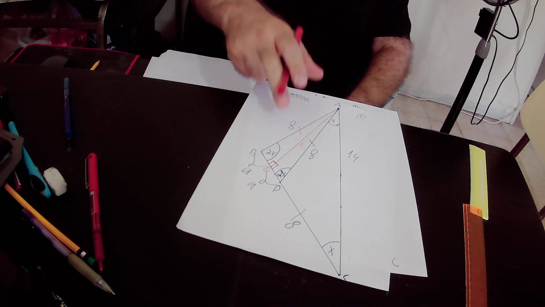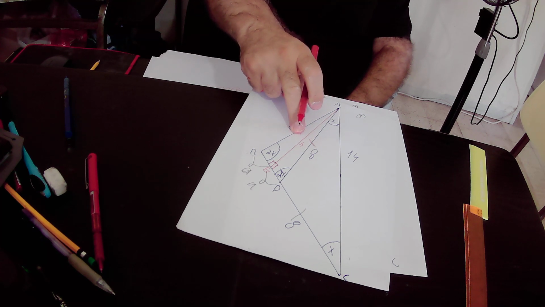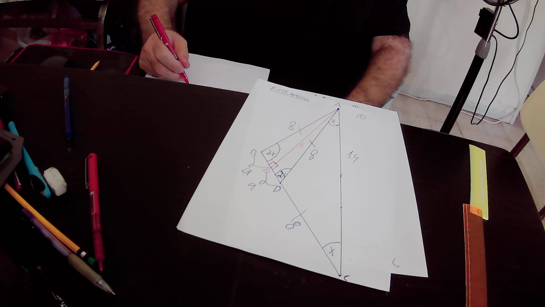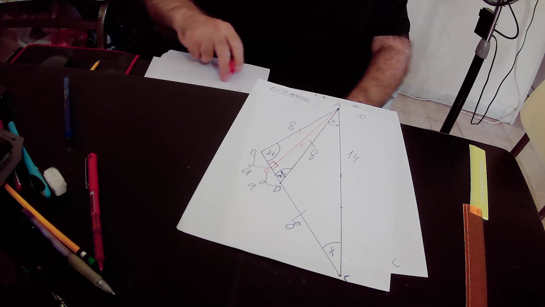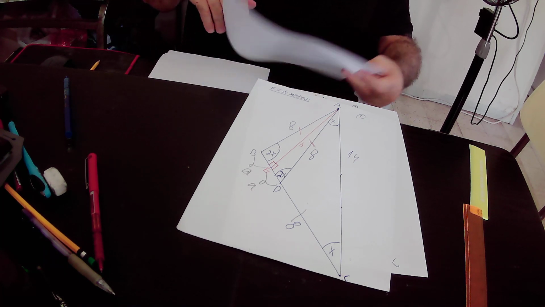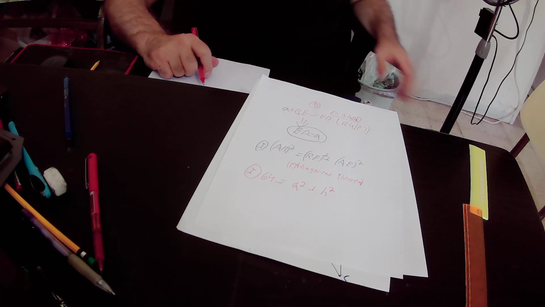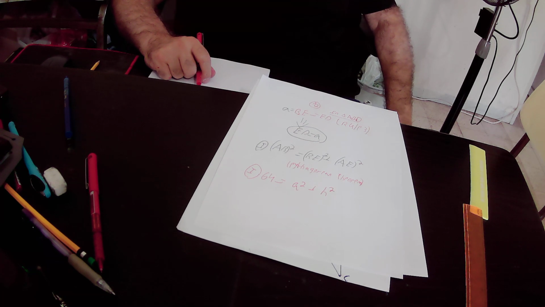And what is the value of AE? AE equals h according to our definition. So AE squared equals h squared. So we got in equation number 1 that 64 equals a squared plus h squared.